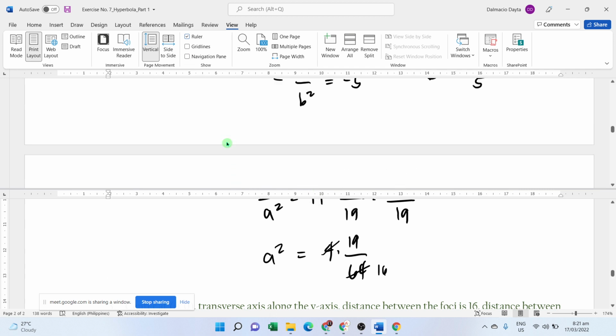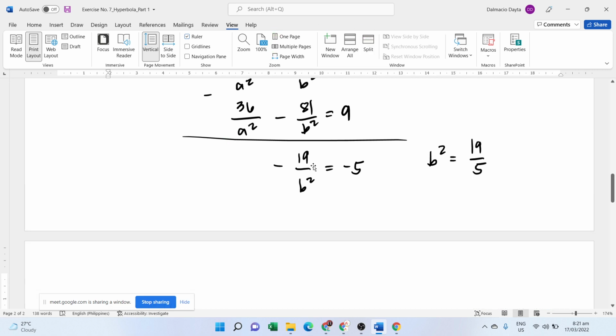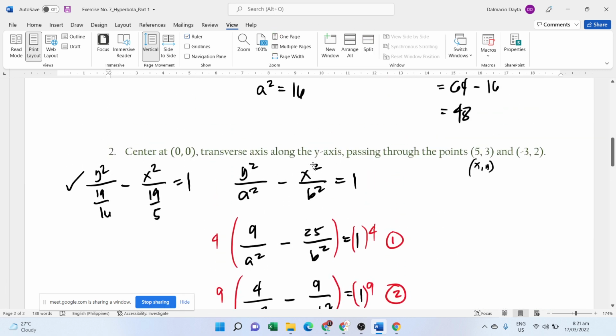Hence, this answer is correct: y squared over 19/16 minus x squared over 19/5 is equal to 1. Check your work, everyone. Do you have any questions? Anyone? None. Okay. Next, number 3.